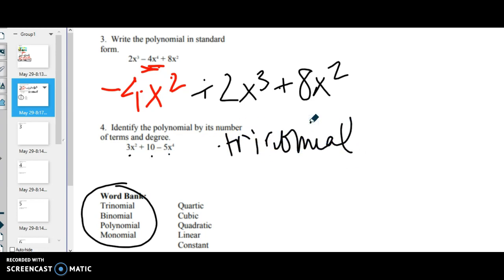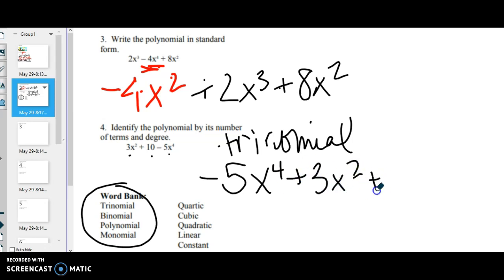That didn't all register, but trinomial is what that says. And then I look, what is the degree of it? The degree is always the biggest. So if I wrote this in standard form, which it didn't ask me to do, but it's good to be able to walk through that anyway. So I've got negative 5x to the 4th plus 3x squared plus 10.